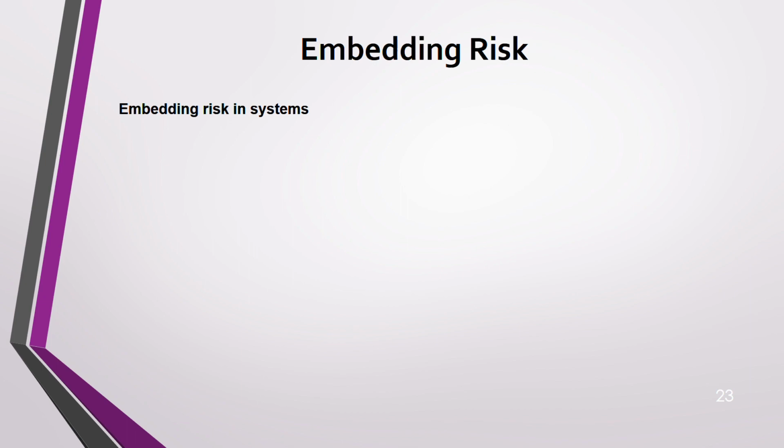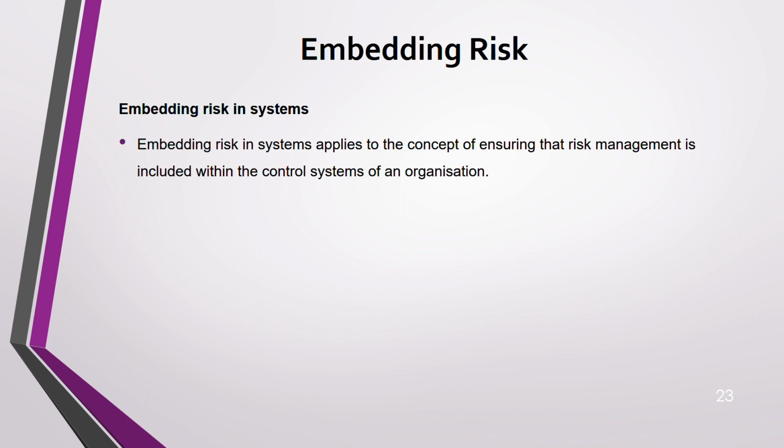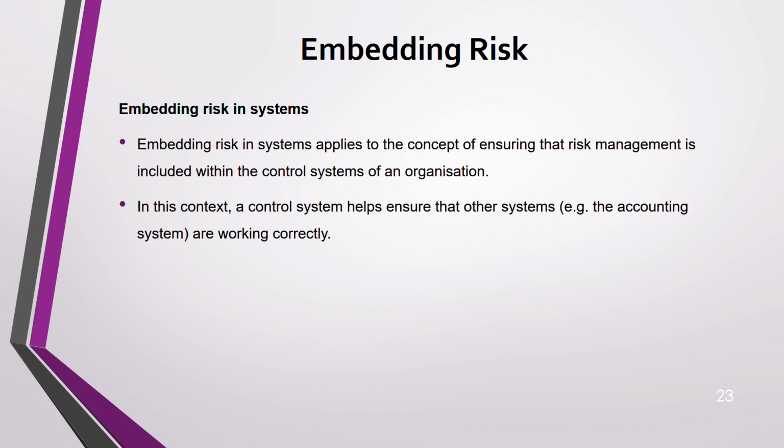There are differences. First, we'll see the system. How do you embed risk in the system? You ensure that risk management is included in your control system. So in this context, what does it mean? A control system helps ensure other systems are working correctly, like accounting systems are working correctly. Risk management is not seen as a separate system. It is in the overall system, right?